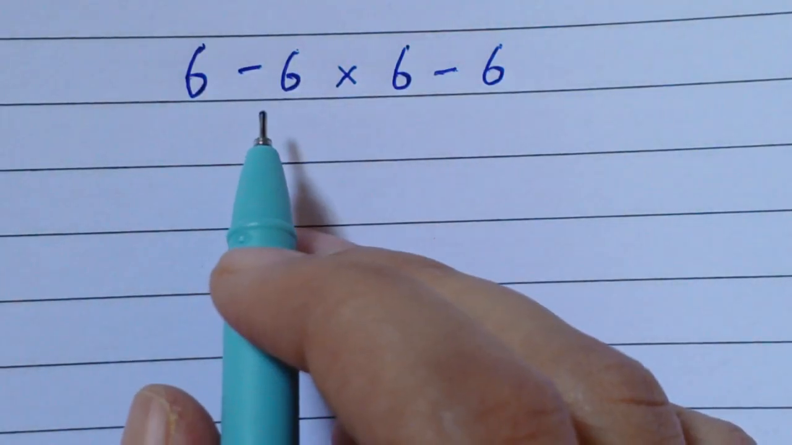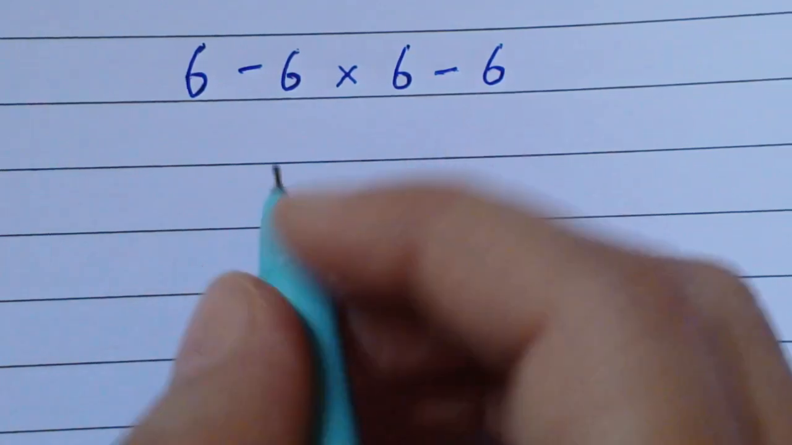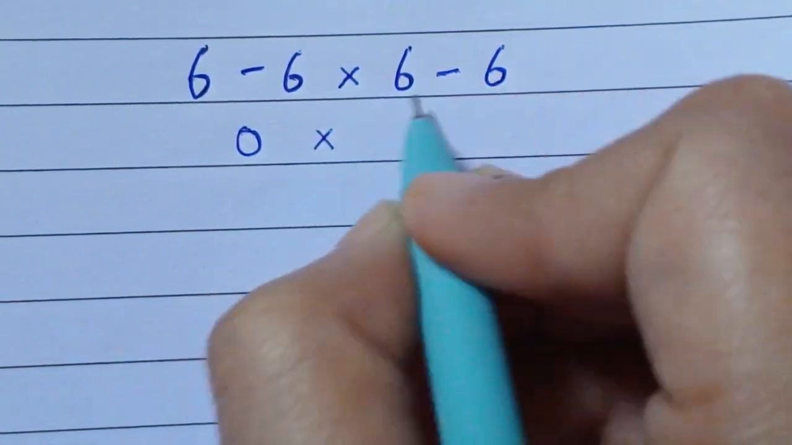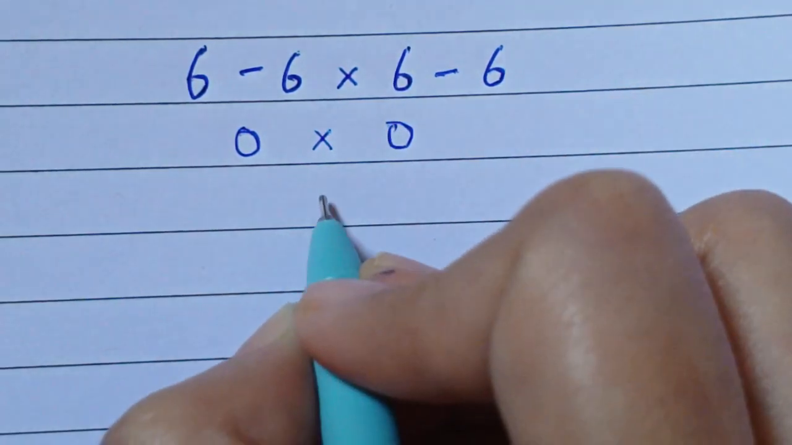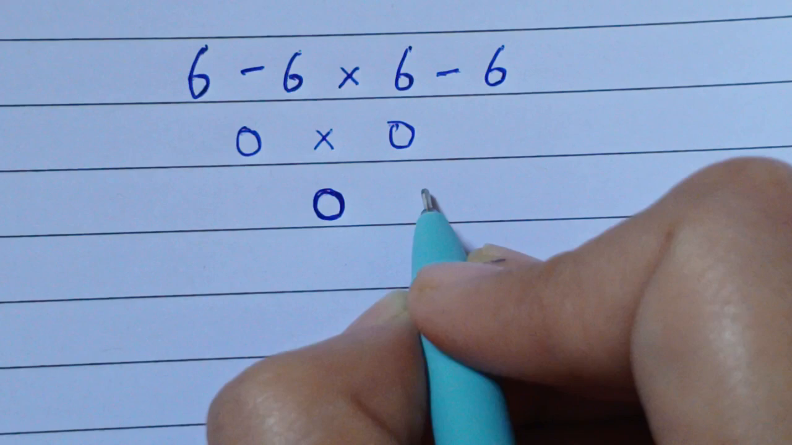So can you solve this maths expression which is 6 minus 6 times 6 minus 6? So here 6 minus 6 which is 0 times again 0. So here comes 0. Okay, if you think the answer for this question is 0 then you are wrong.